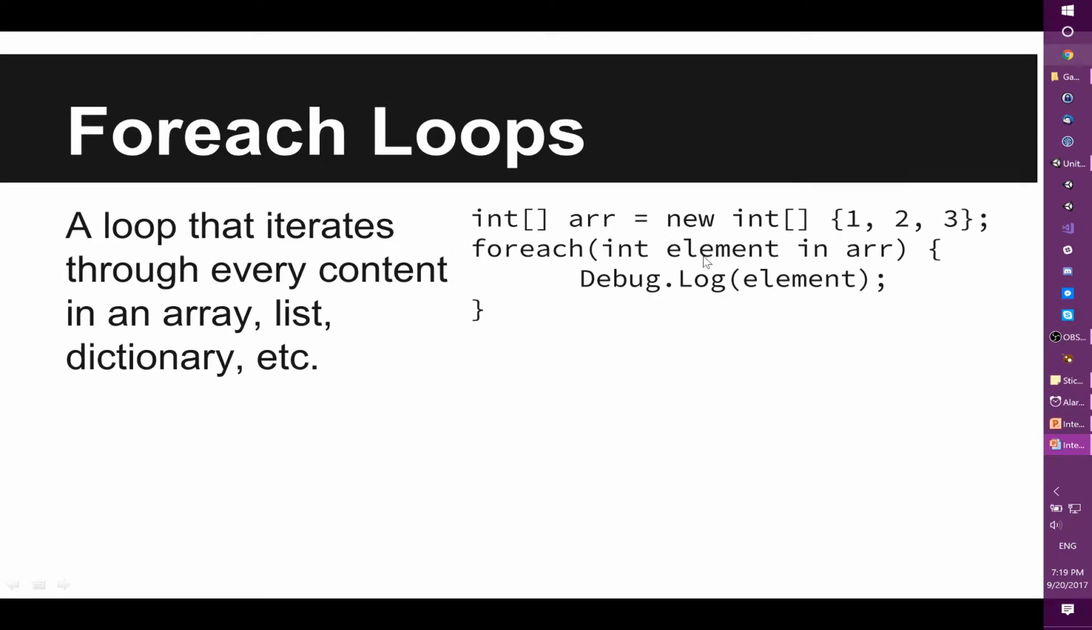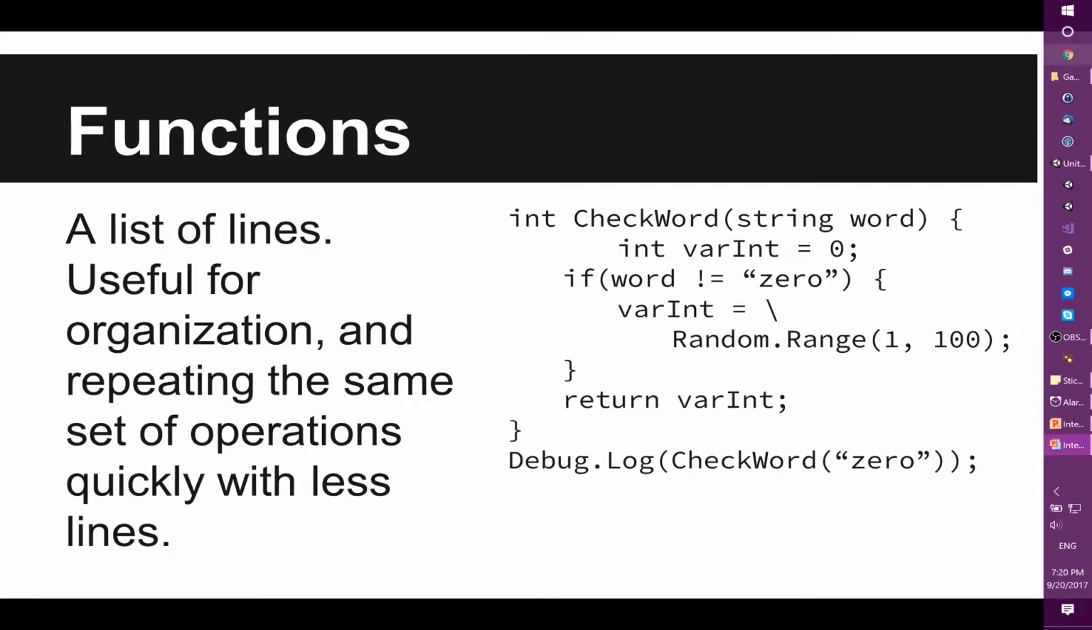So in this case, element will be set to each and every element inside the array. So inside the first loop, it'll be 1, then it'll be 2, then it'll be 3, and that's what debug log will be printing on the console.